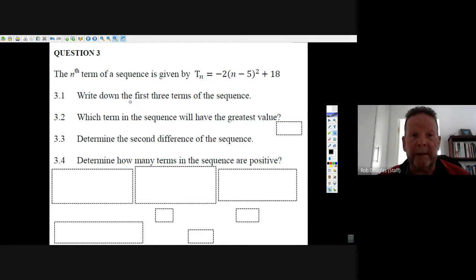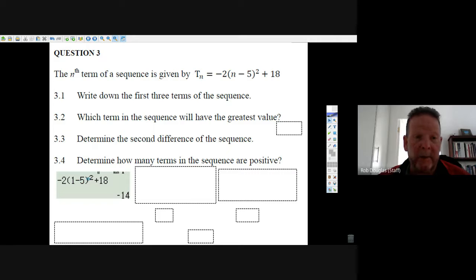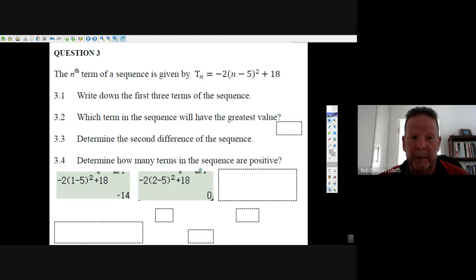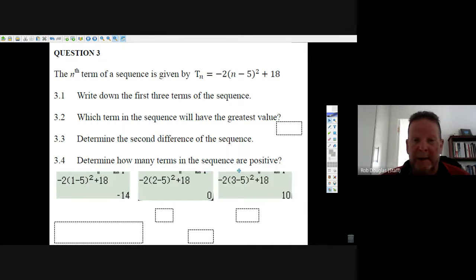But let's write down the first 3 terms of the sequence. Okay, T1. Well, all we do is take a 1 and put it in there, and then type it into our calculator, and we're going to get the answer. 1 minus 5 squared times negative 2 plus 18. The answer is negative 14. And then go back in your calculator, keep all this, and just remove it and put a 2 there. And it tells you that the second term is 0. And then you do it for the third term. You put it in, and it tells you that it's 10. Well, there's the first 3 terms, minus 14, 0, and 10.